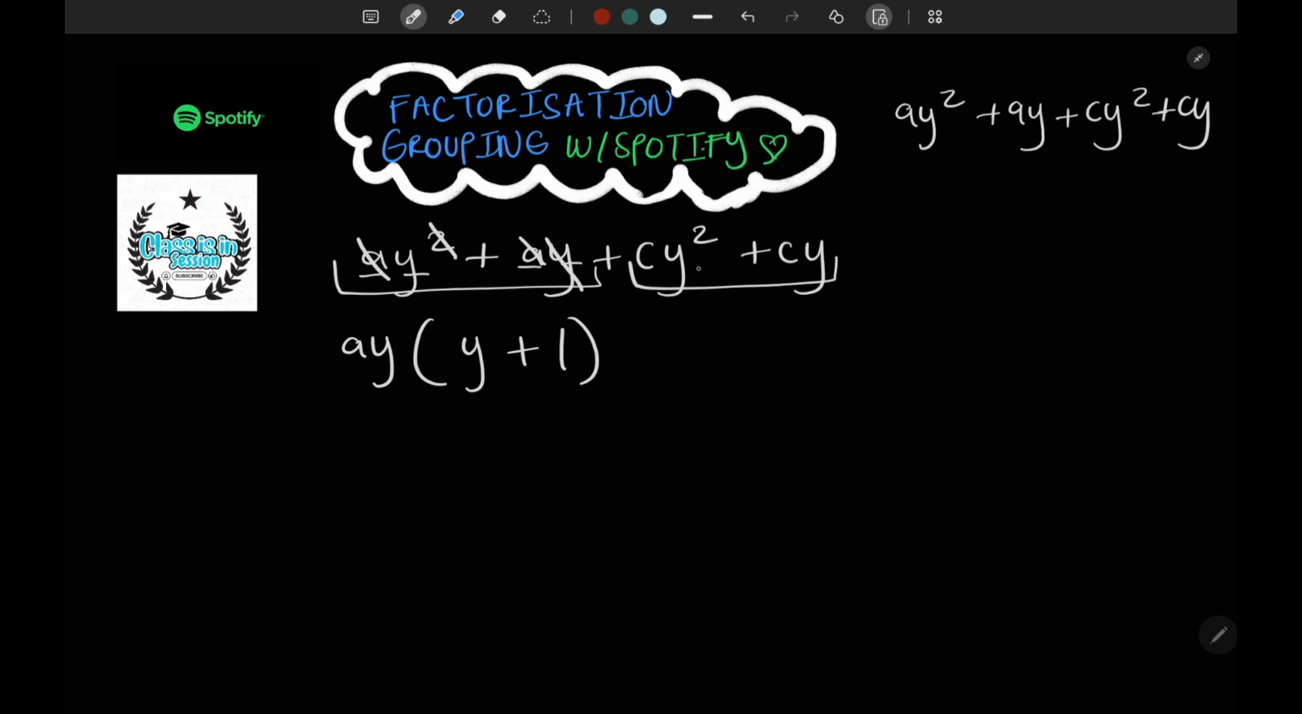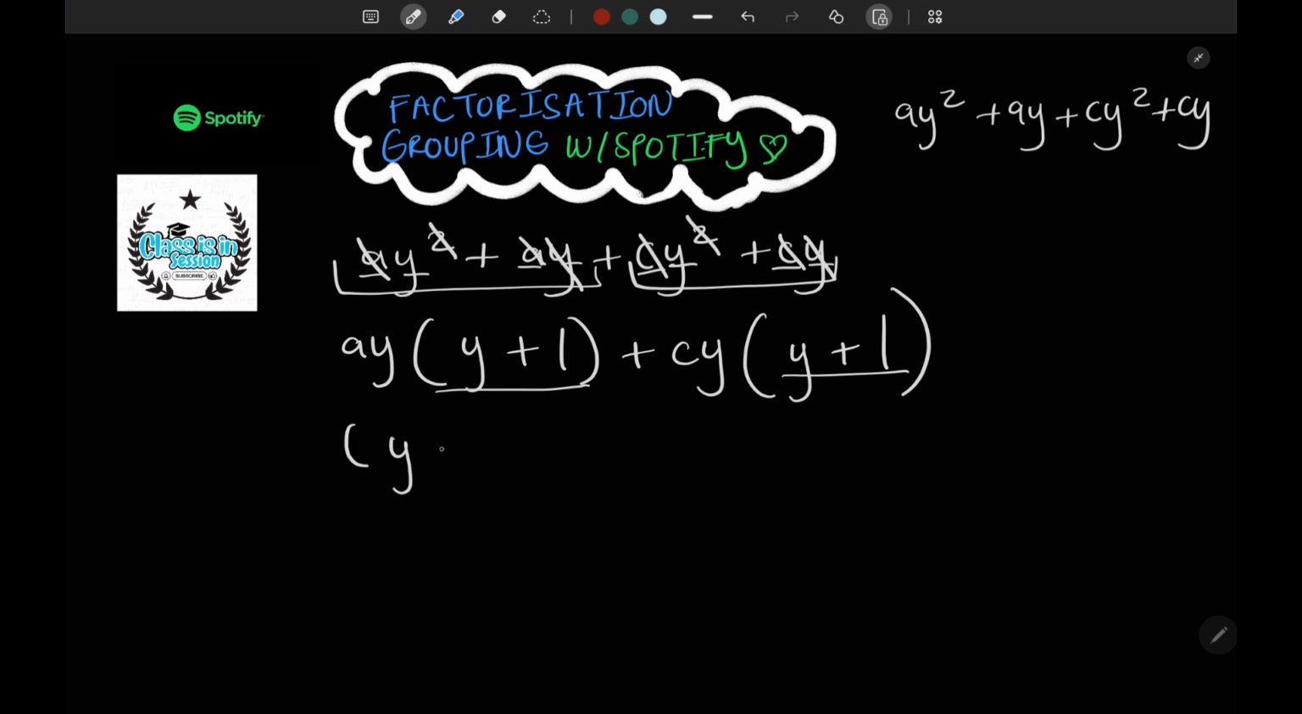Let's move to the last two terms. You have cy squared plus cy. You have c here and c there, y here and y there. So your highest common factor is cy. Open a bracket, c divided by c, 1. Y squared, take out 1y, you're left with y. Plus c divided by c, 1. Y divided by y, 1. So this is also y plus 1. You have y plus 1 here and y plus 1 there. If you didn't have a common bracket, try to swap the terms. So you have y plus 1 and y plus 1.